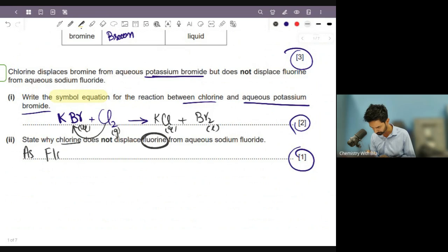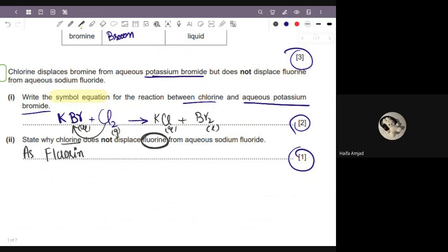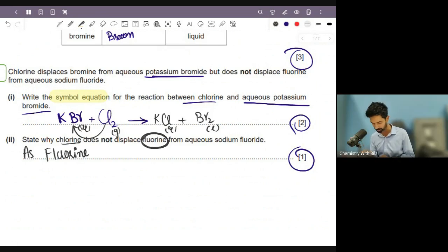fluorine is more reactive than chlorine. Well, maybe accept them, because chlorine is less reactive. 100% correct. Chlorine is more, or fluorine is less? Same thing. Fluorine is more reactive than chlorine. So it can't displace.